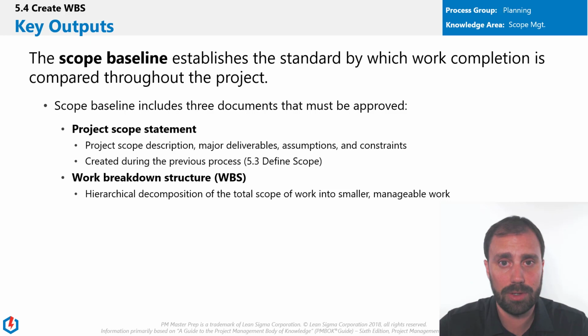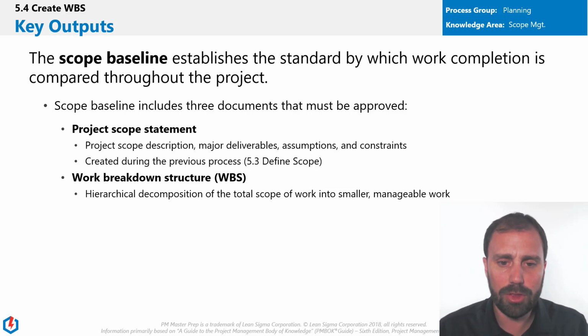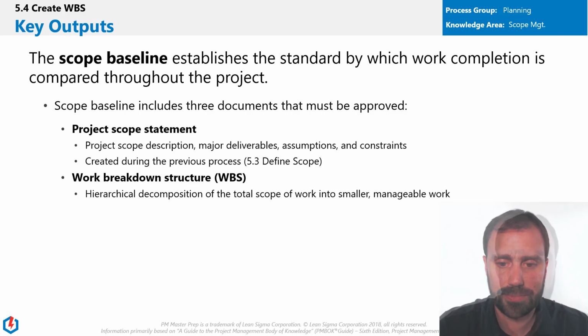Now, this is something we haven't talked about. Work breakdown structure. What is it? It's a hierarchical decomposition of the total scope into smaller, more manageable work. And what does that look like? It kind of looks like the chart that you have for your hierarchy in your company, right? The president at the top all the way down to the analysts.